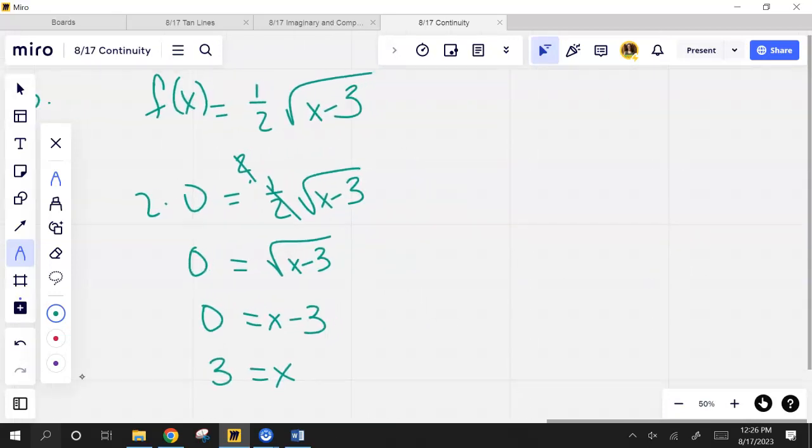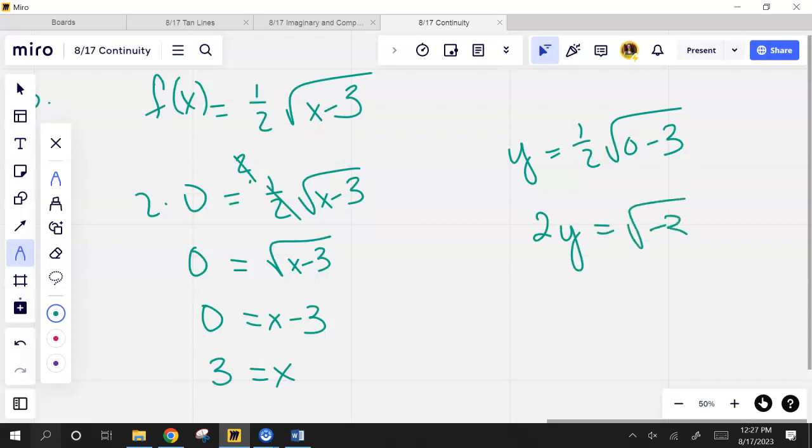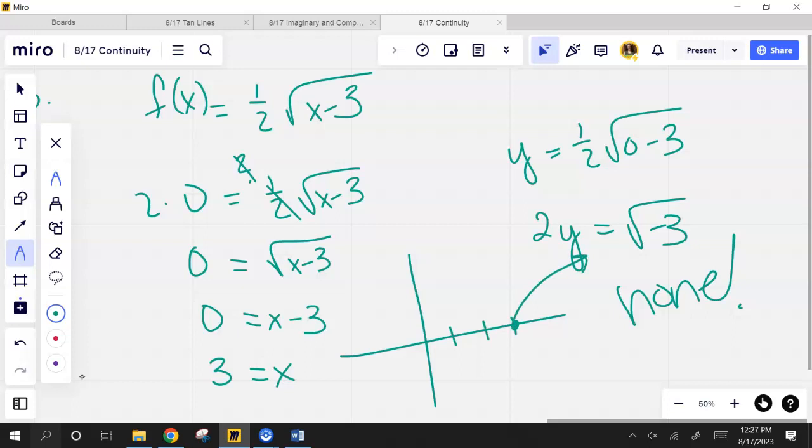Now for the y-intercept, put a 0 in for x. That's how you do y-intercept, right? What's the problem? There is no y-intercept on this one. That's what that graph looks like. It was imaginary, and there's none.